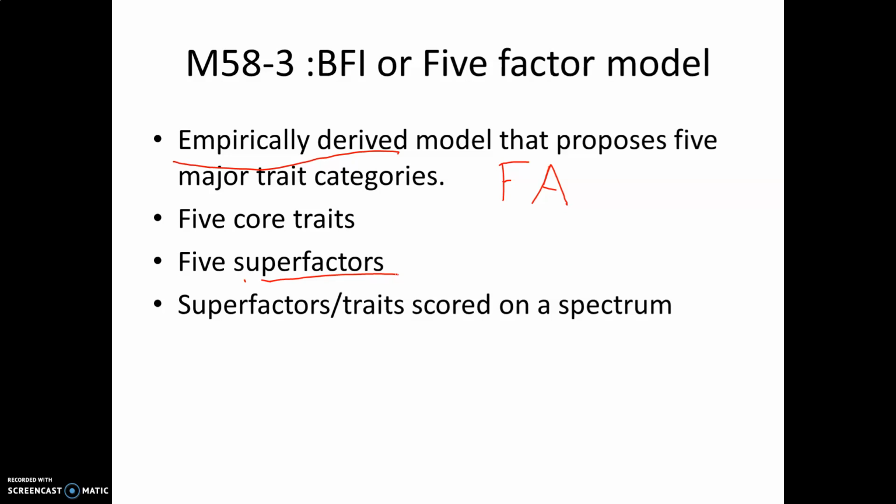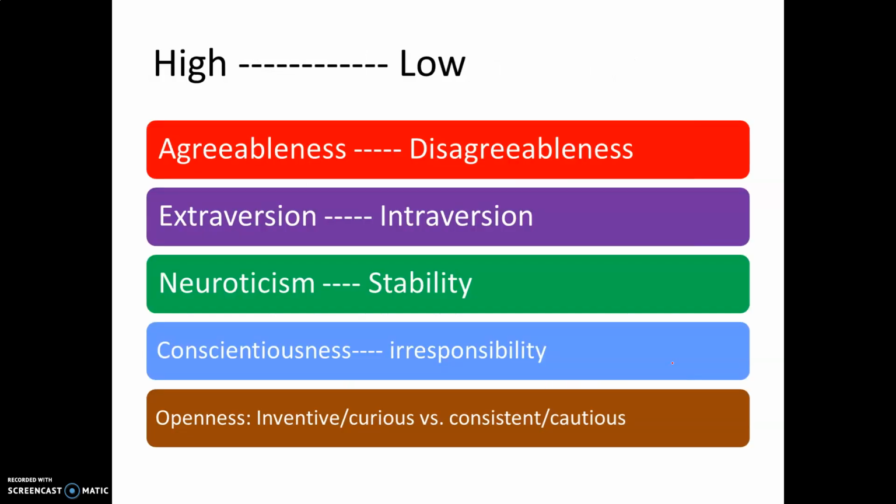So there are 5 core traits, and all of those traits can be scored on a spectrum, meaning you can be high or low in any particular trait. Okay, so here are the traits. What I did here was include the low portion as well, right? So extroversion includes extroversion and introversion, and you can score high or low depending upon how you want to look at it. So these are the core 5 traits.